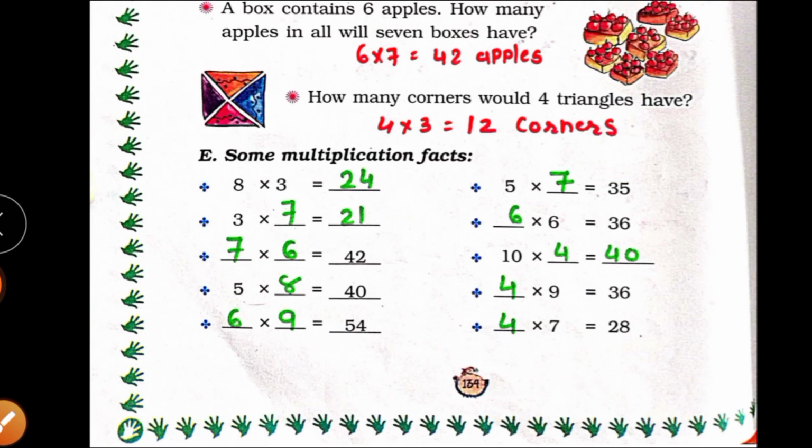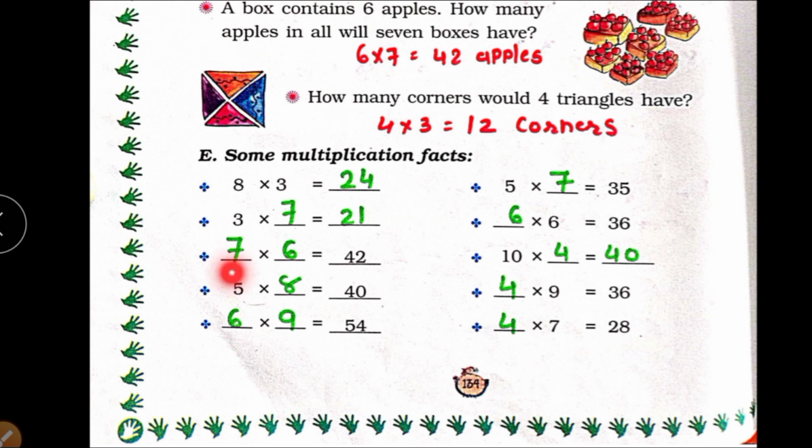Now next. Some multiplication facts. 8 multiplied by 3. 8 3s are 24. 3 multiply dash equal to dash. So here you can write any number. 3 4s are 12. Or you can write 3 7s are 21.